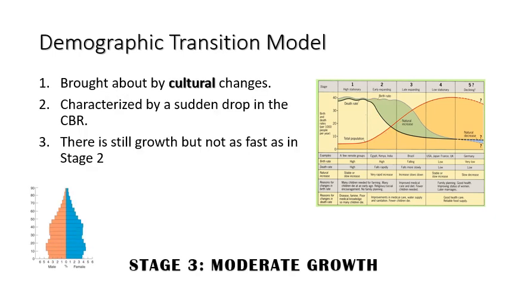In stage 3 of the demographic transition model, we see changes brought about by culture. Essentially, as people are transitioning from primary sector to more industrial, they realize they don't need 7 children. So you start seeing birth rates dropping, death rates continue to drop a bit, and while the population is still increasing, it's not increasing as rapidly as it did in stage 2.